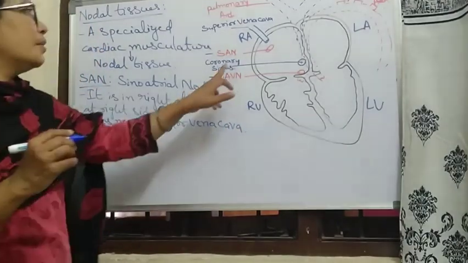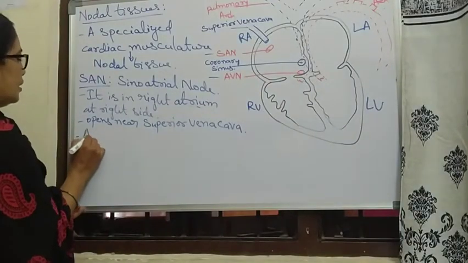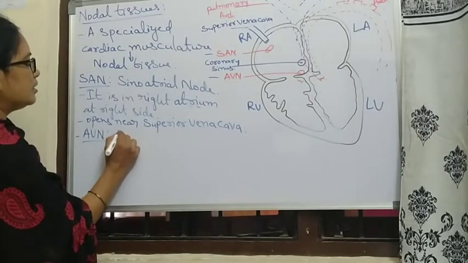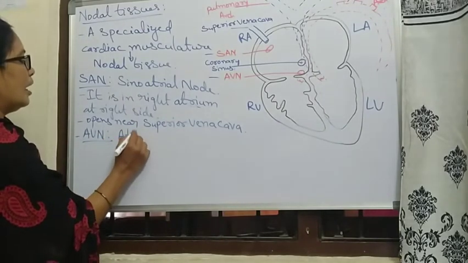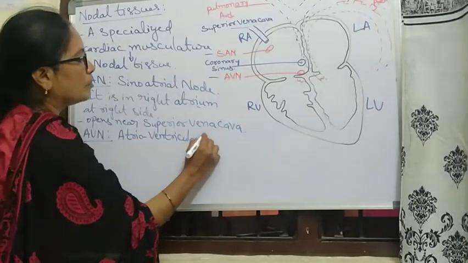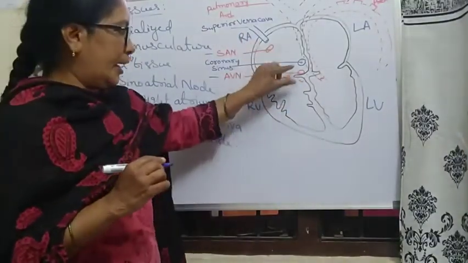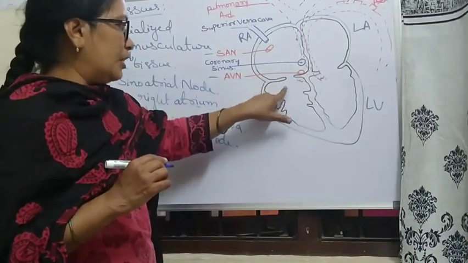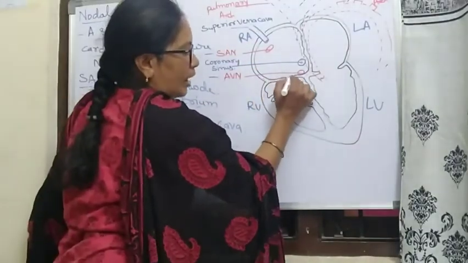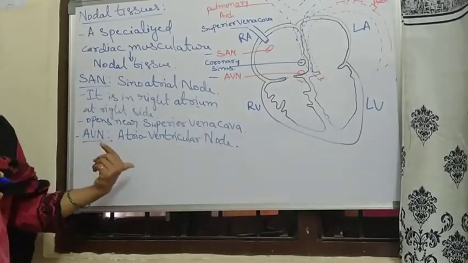Okay, and next is the AVN node. Where is it situated? AVN is called the atrioventricular node. It is located between the atrioventricular septum. It is the atrioventricular septum. Near the atrioventricular septum, that AVN node is present.